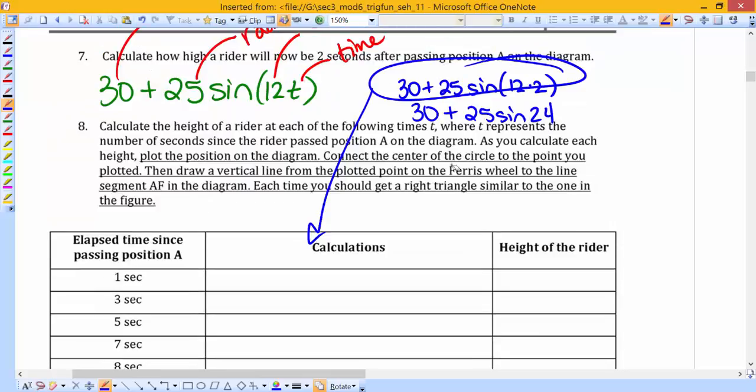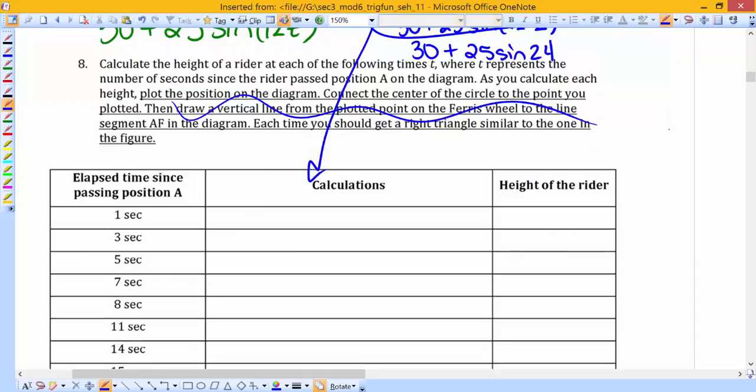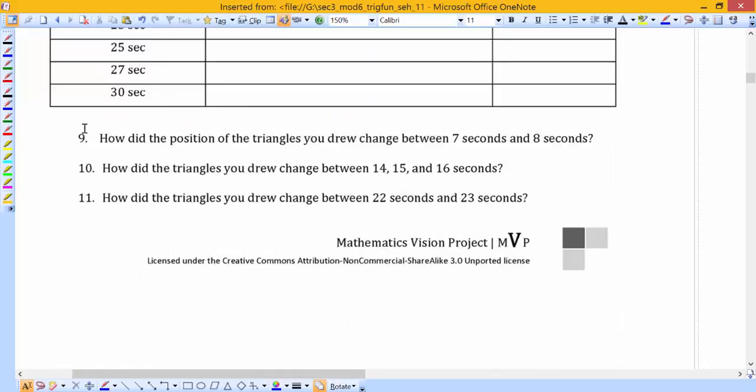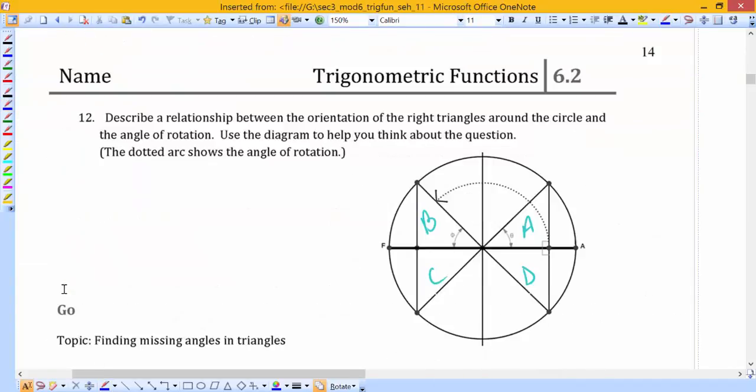Don't worry about when it's saying, put it on the diagram, draw vertical lines, make triangles. You don't need to follow these directions. Just find the height. Practice using that equation to find the height. Don't worry about 9, 10, and 11. Since I'm not here to do the task, I know I am asking you guys to do that on your assignment sheet, I believe. But you guys really don't need to stress about that.